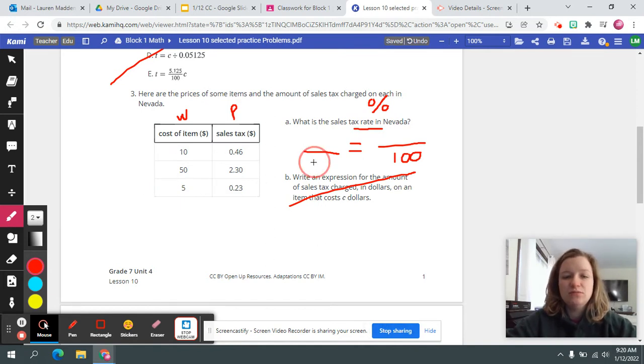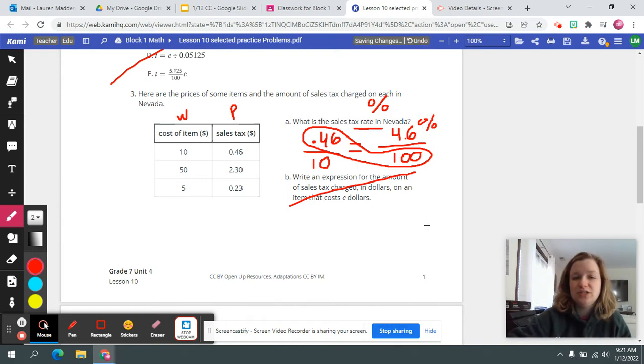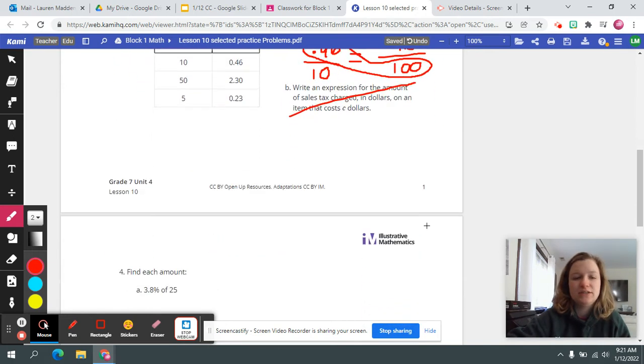So I'm just going to pick the first one. We'll take the $10 item. And the sales tax for that was 46 cents or 0.46. So when I solved this, a lot of people were struggling with what to multiply first. I still want to go diagonally across. So 100 times 0.46, that moves that decimal over 2 spots. So I would end up with 46. And then divide it by 10. So I get 4.6. And don't say $4.6, that's 4.6%, because that's what the question was asking us. So the sales tax rate in Nevada is 4.6%.